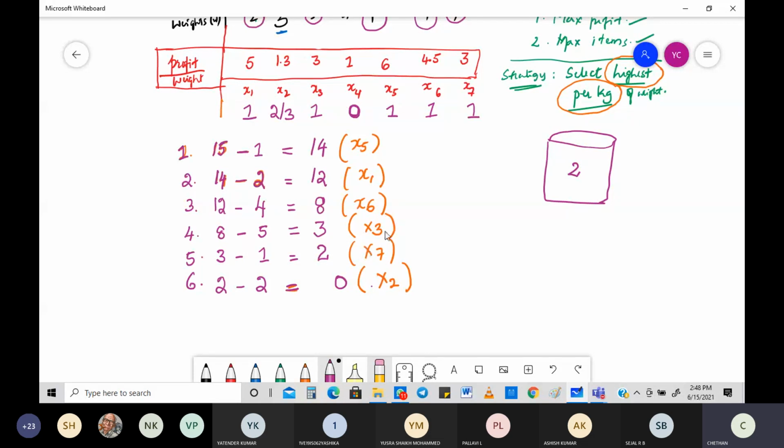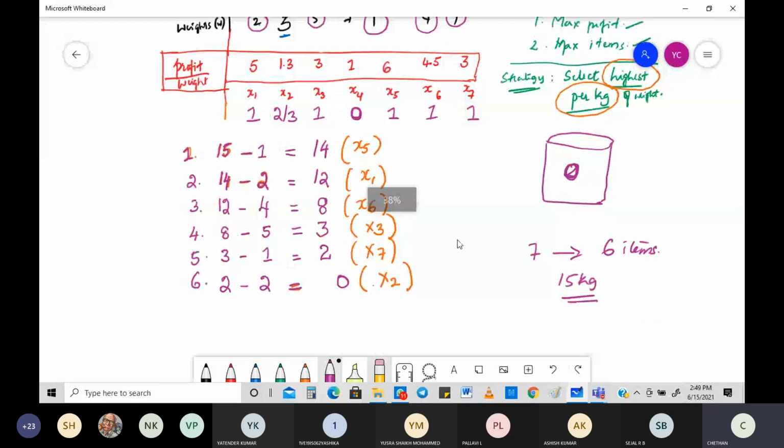Did I reach my target of selecting the maximum items? How many items did I select? 1, 2, 3, 4, 5, 6. Among 7, I have selected 6 items. My weight of 15 kg is also maintained. But no one will believe that. You need to figure out whether whatever you have selected is correct or wrong.